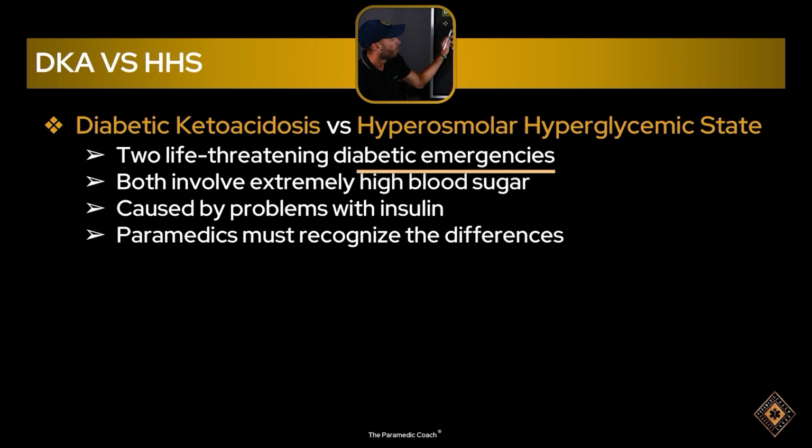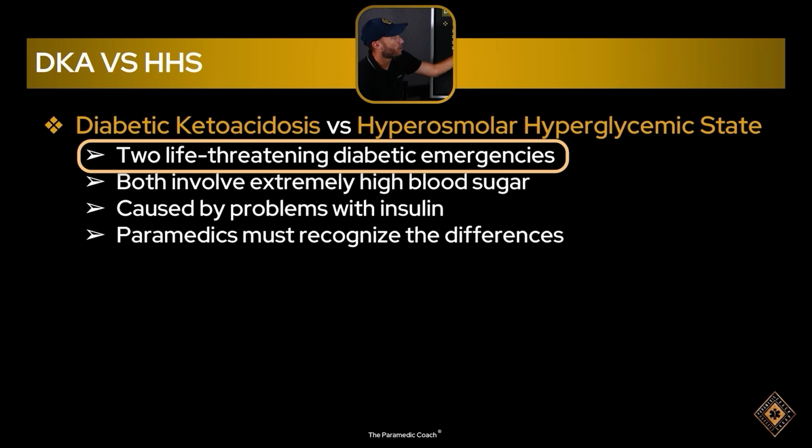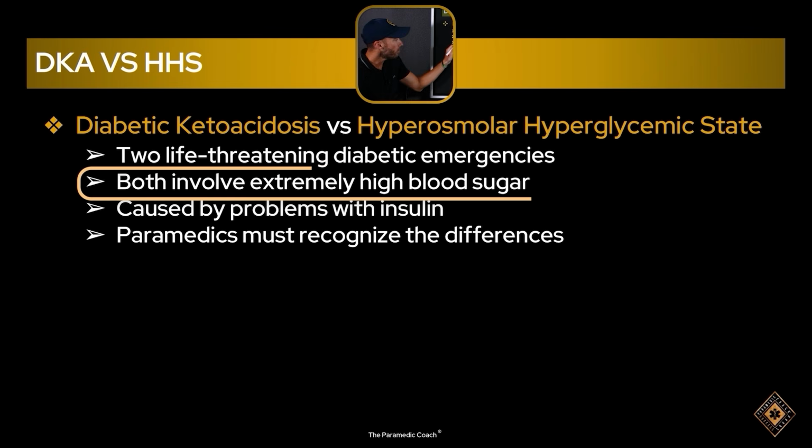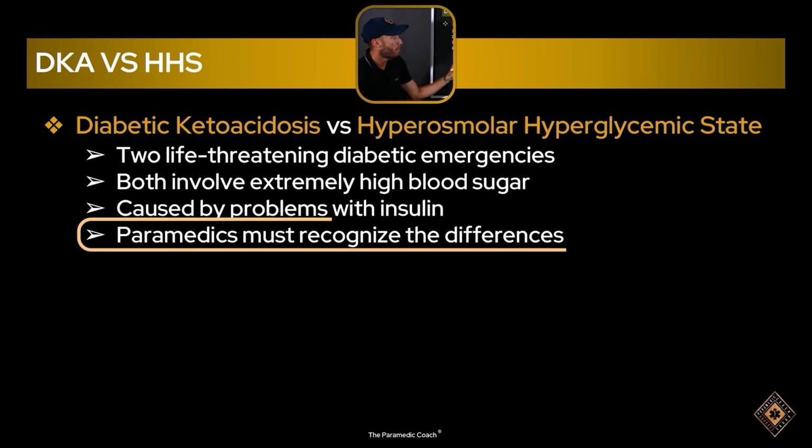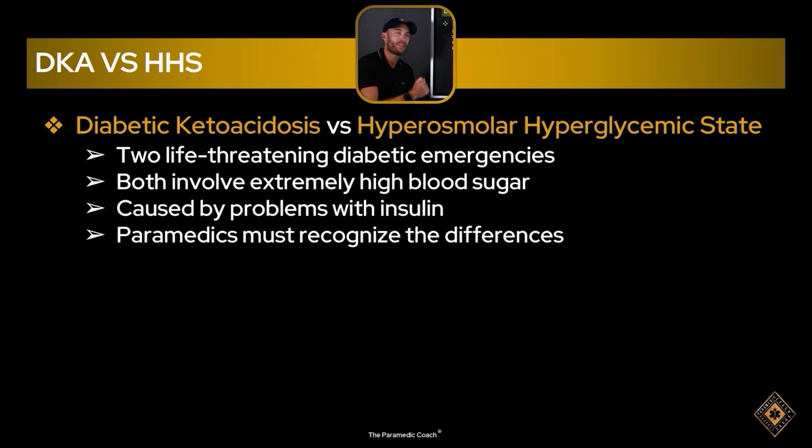Now, look. They're both life-threatening diabetic emergencies. They both involve extremely high blood glucose. They're caused by problems with insulin, and paramedics must recognize the difference. So imagine you get a scenario of a diabetic on the National Registry paramedic exam, and you think it was DKA the whole time, and then it was actually HHS, and you were doing everything wrong, right? That's why we're not going to have that, okay?